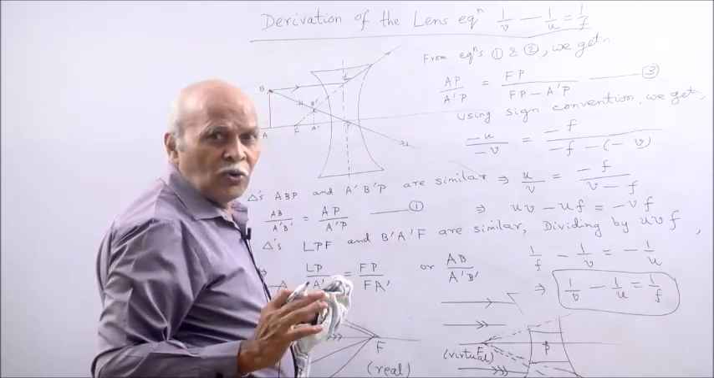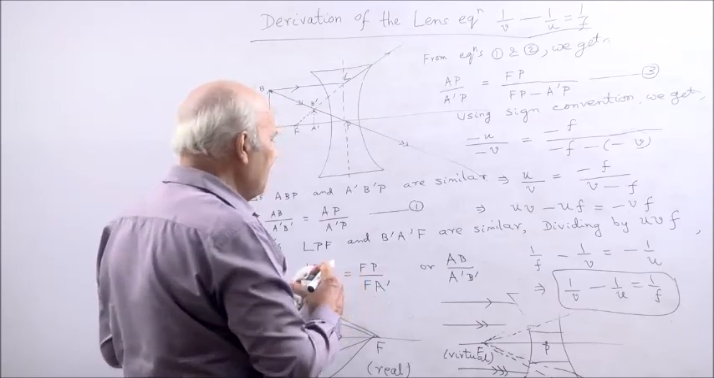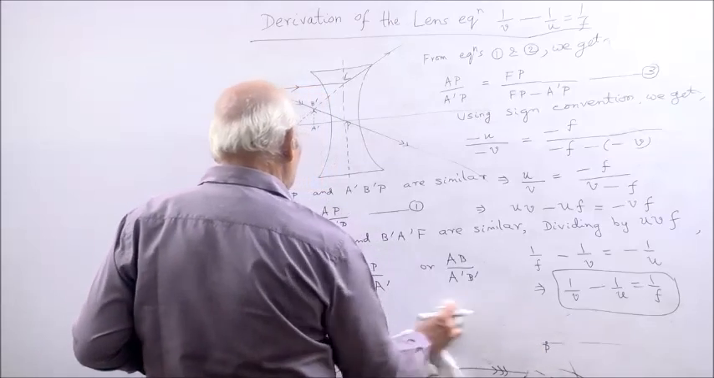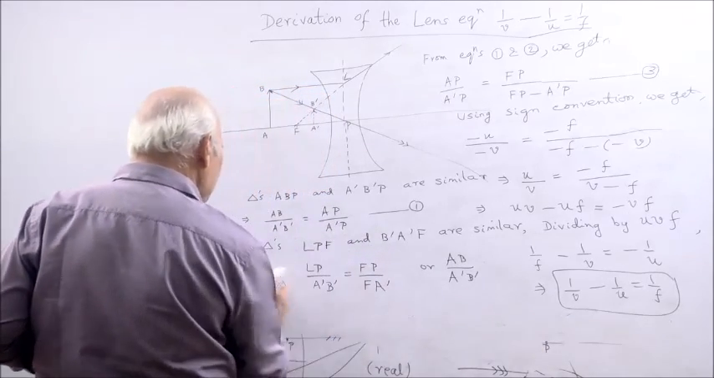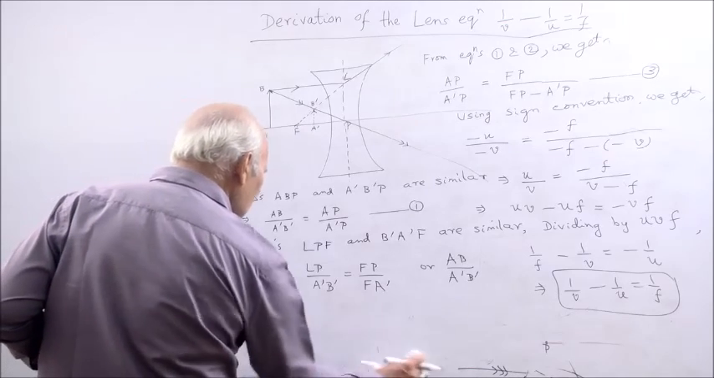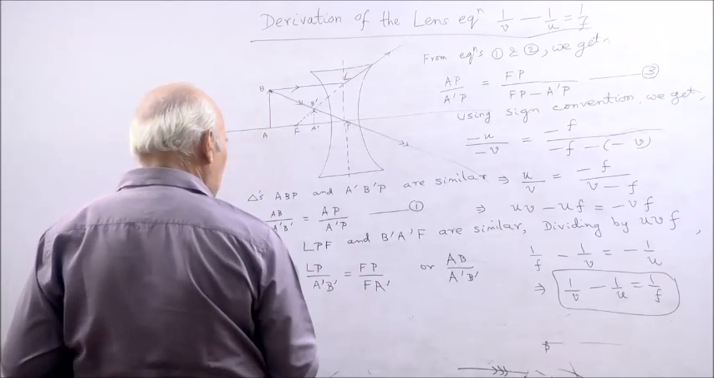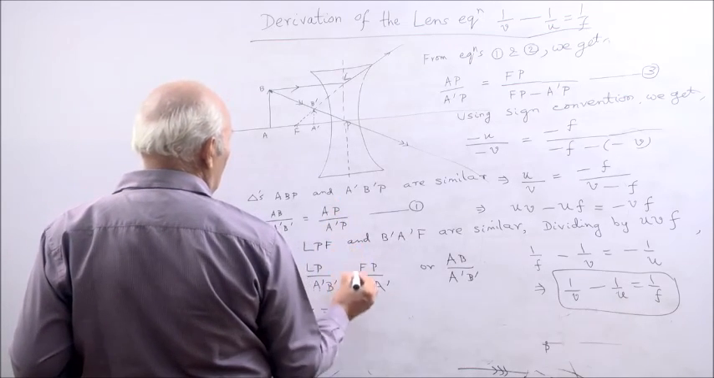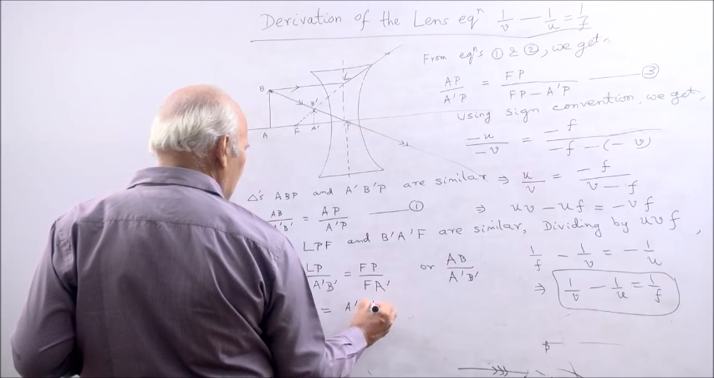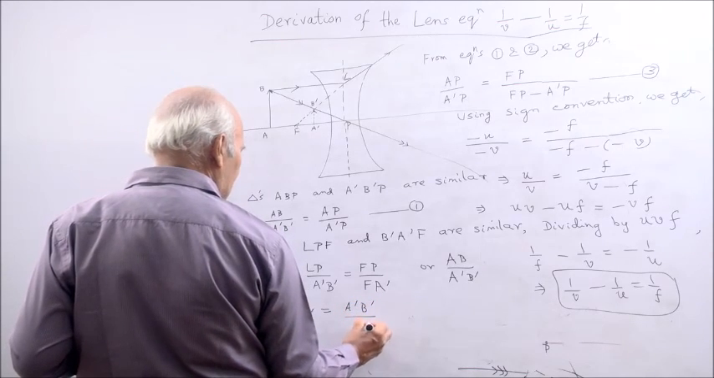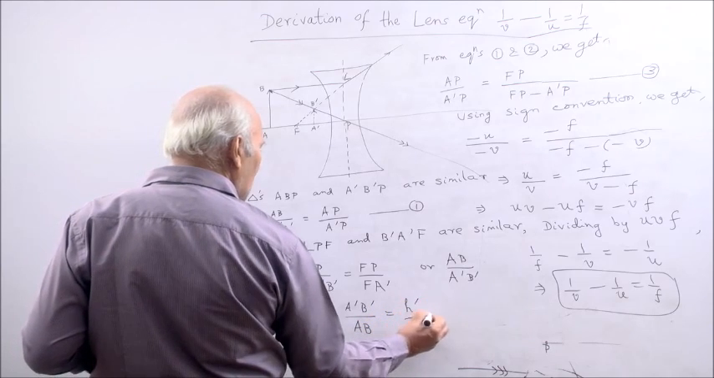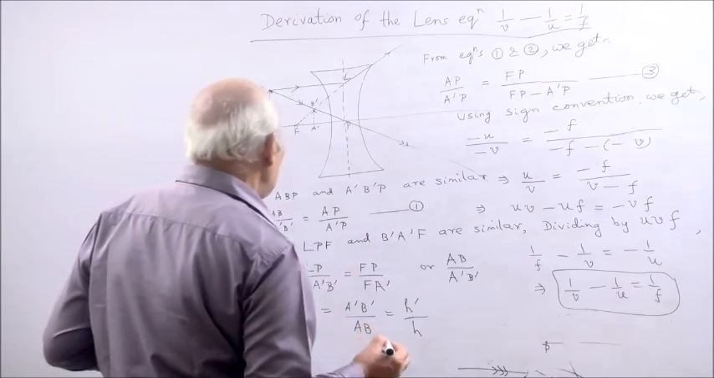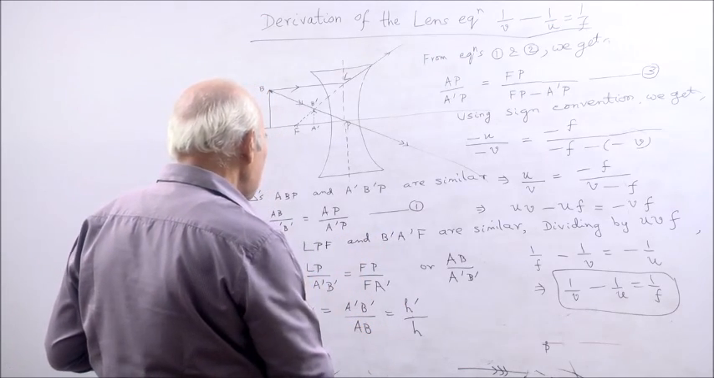Then here also we can find the magnification. Magnification from these things. What is your magnification? Then how much you will get? Magnification is size of image by size of object. So, magnification M is your size of image A dash B dash by AB. Here both are positive upward, so it is H dash by H, and in terms of U and V we have to find it.